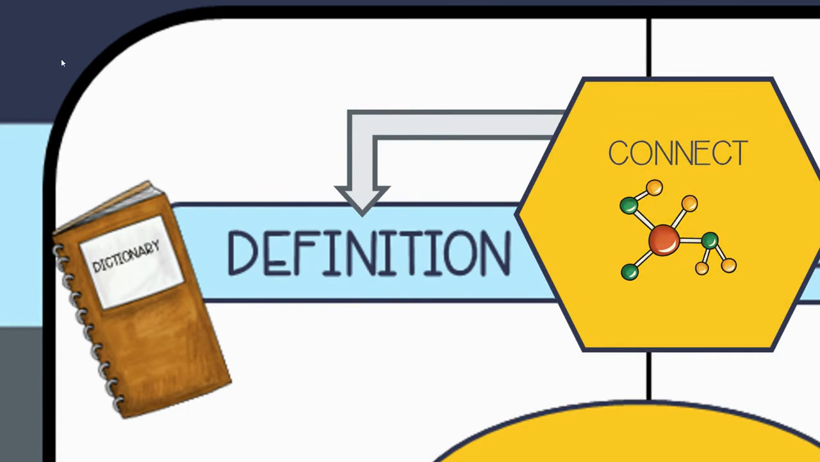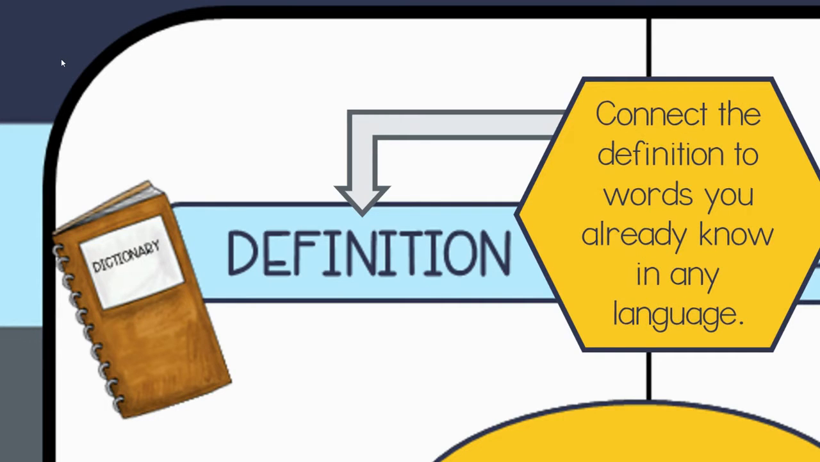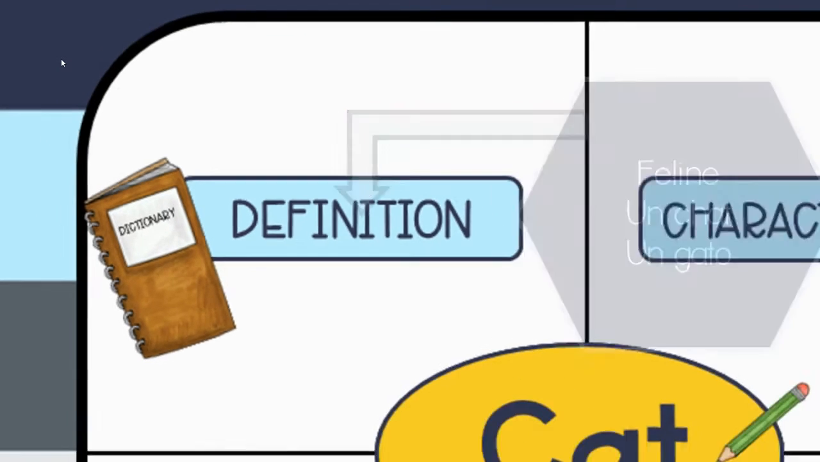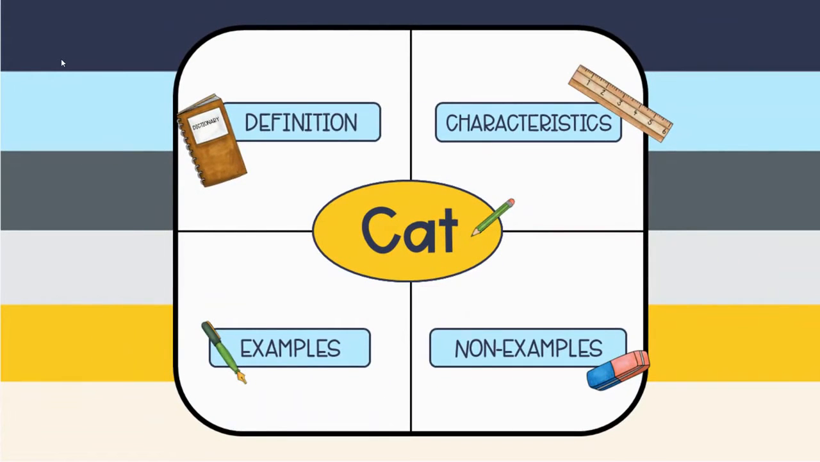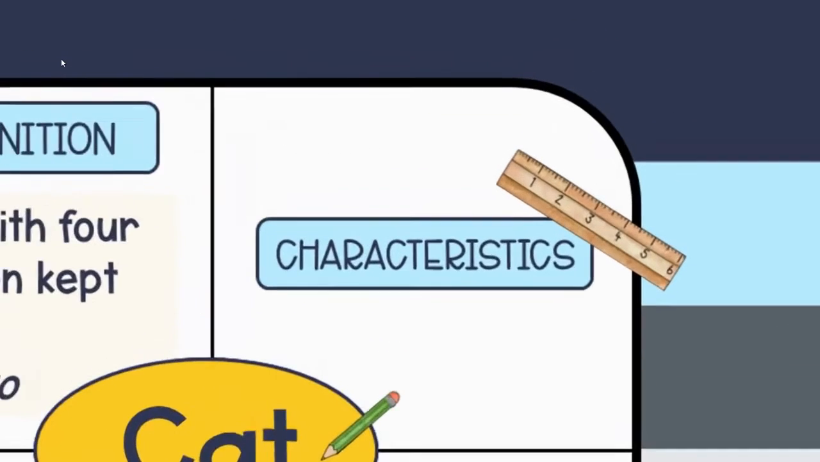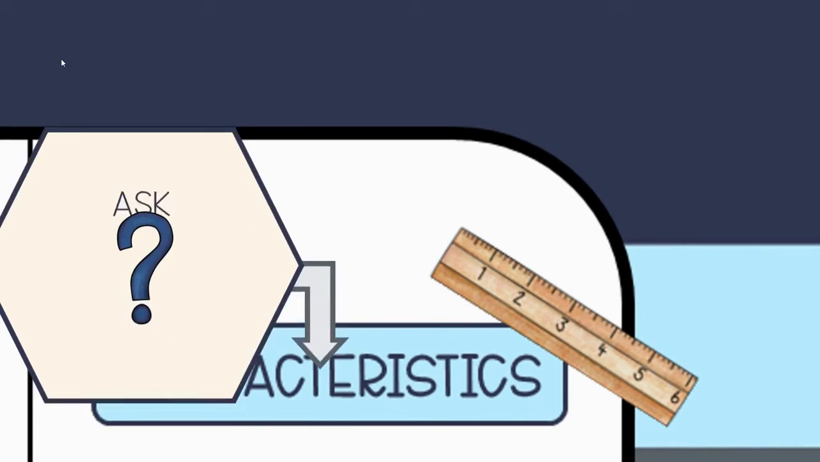And next, we connect. Connect the definition to words we already know in any language. Some of these words might be English words that are connected to the vocabulary word cat, like the word feline, or it could be a translation of the word in another language, as I have down below. I have a French and Spanish example. Okay, after we've done our definition, we can write that there. Animal with four legs, often kept as a pet, and I have the translation.